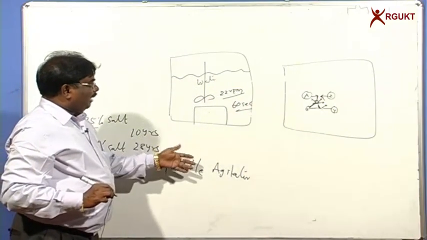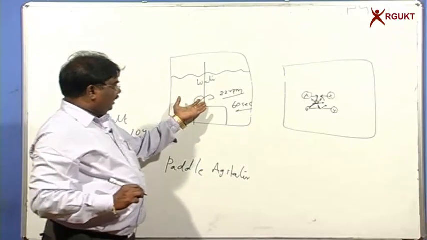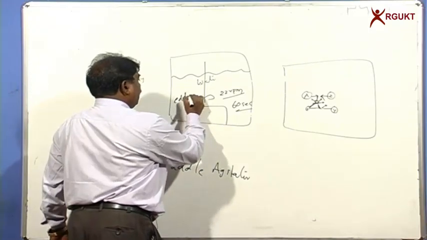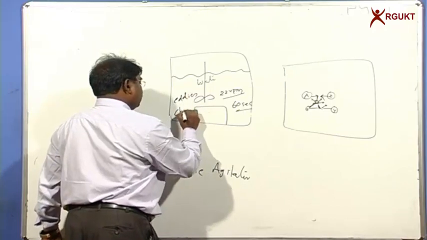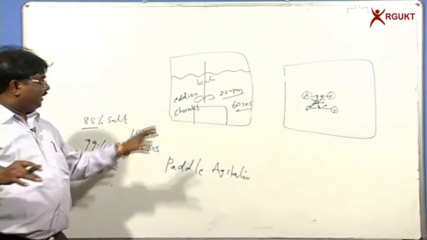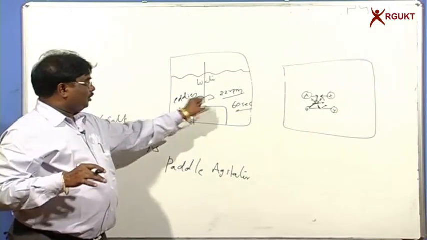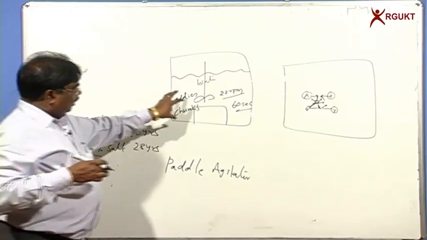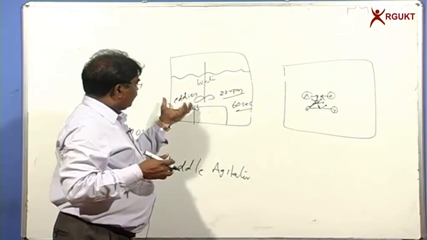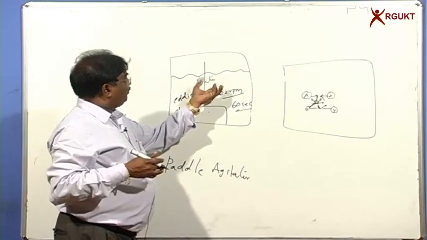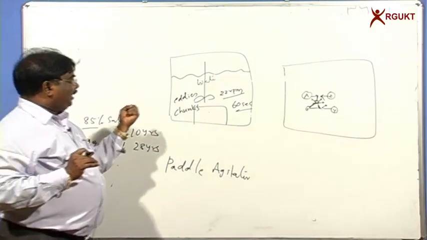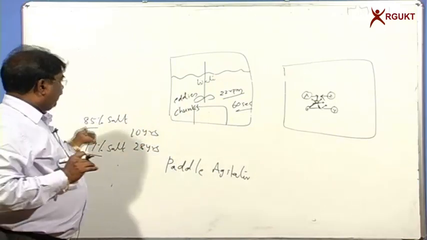So what has happened here? When you stir the material, there is the formation of eddies, or we call them chunks. These eddies or chunks are moving from one location to another. When they move, they carry some amount of solute with them, and after going to the new location, the solute moves from the eddies into the bulk of the liquid again by molecular diffusion.